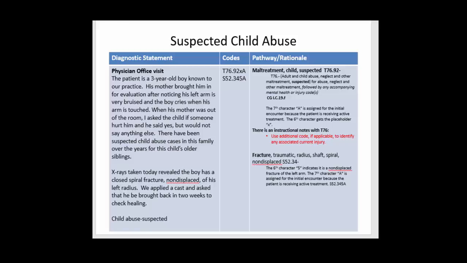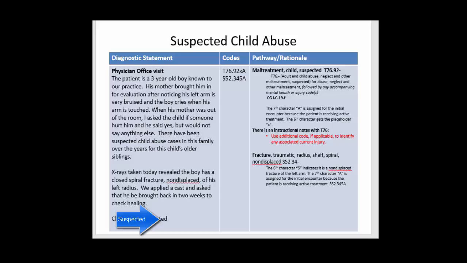There have been suspected child abuse cases in this family over the years for this child's older siblings. X-rays taken today reveal the boy has a closed spiral fracture, non-displaced, of his left radius. We applied a cast and asked that he be brought back in 2 weeks to check his healing, and the physician has documented suspected child abuse.